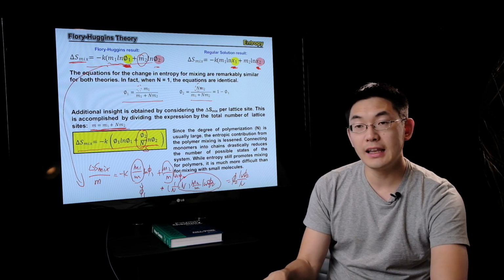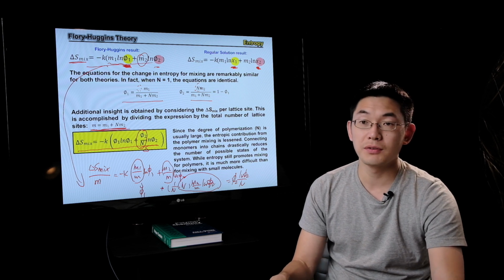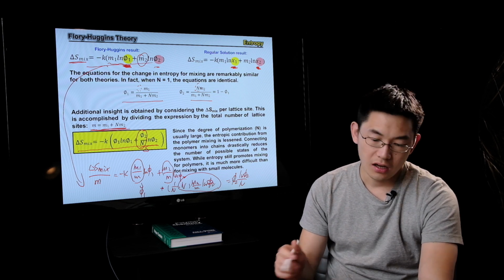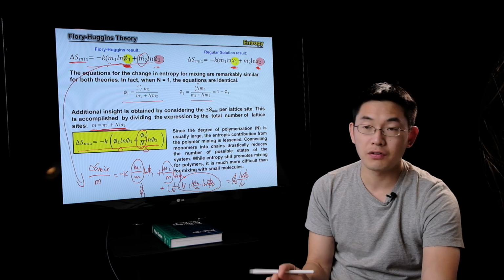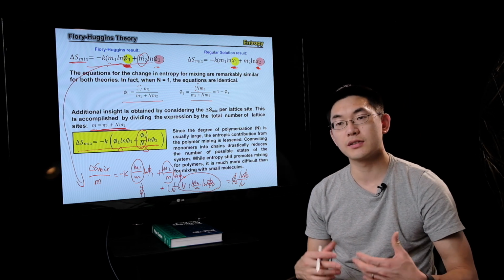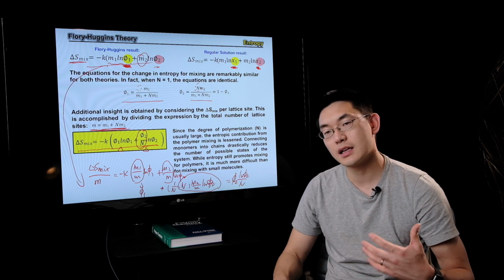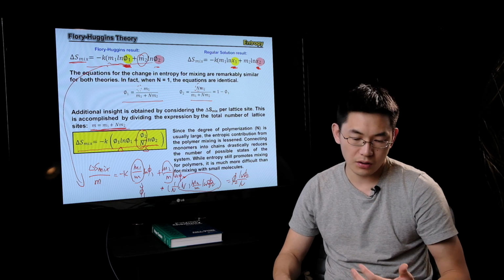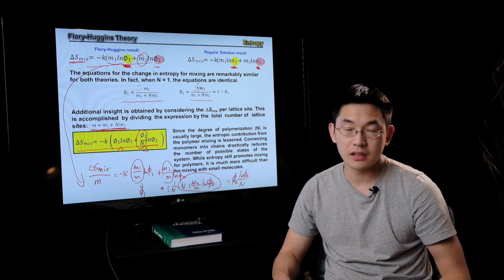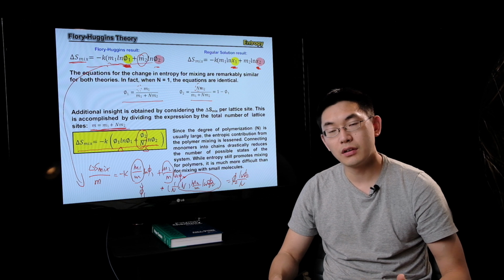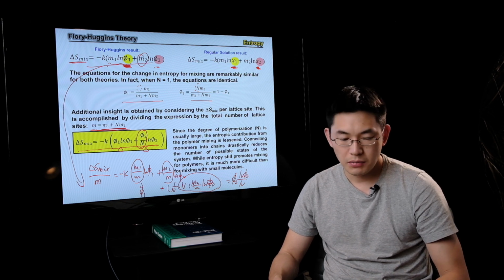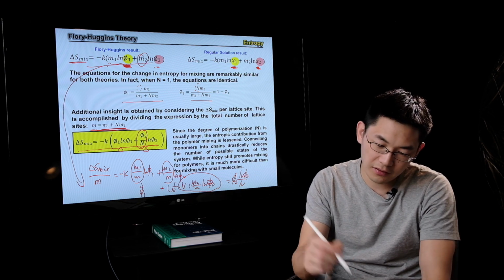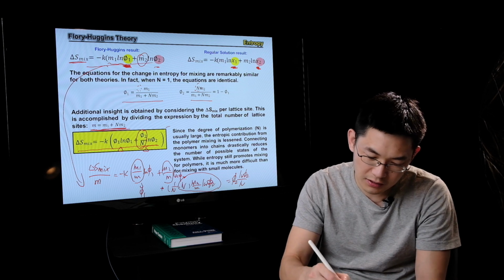And keep in mind, this tells you what the contribution for the mixing is for each lattice site. On the left, it's the contribution from the solvent molecule. It's basically almost the same expression as the lattice theory: the volume fraction of the solvent multiplied by the log of the volume fraction. But now, in terms of polymer contribution, it differs.